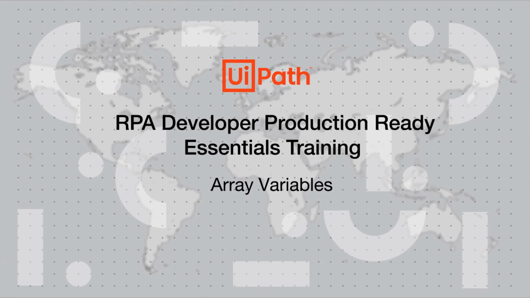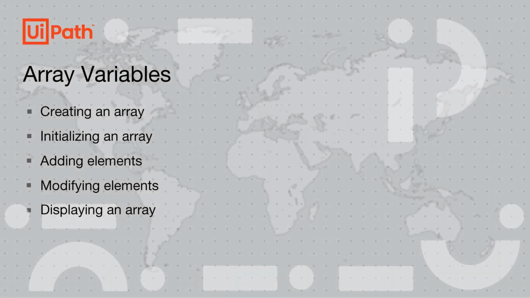In this video, we'll cover working with array variables. An array is a type of variable which lets you store multiple values of the same type. UiPath Studio supports as many types of arrays as types of variables. This means that you can create an array of numbers, of strings, of images, of Boolean values, and so on.